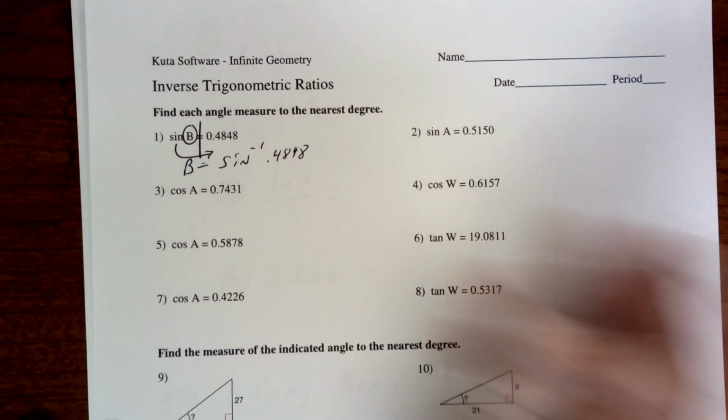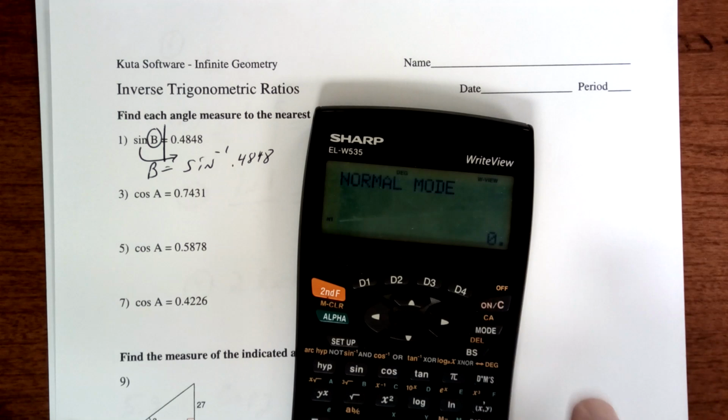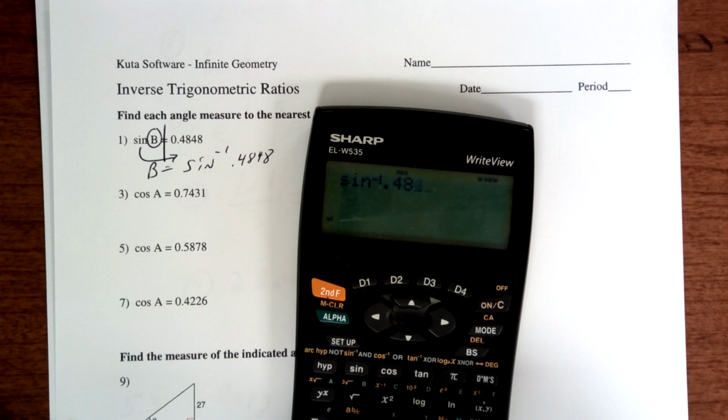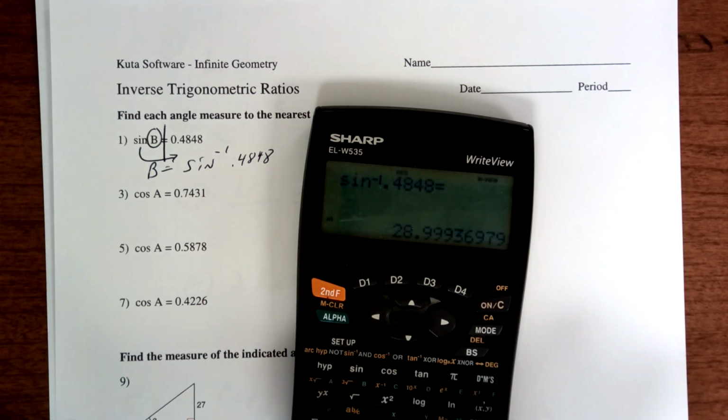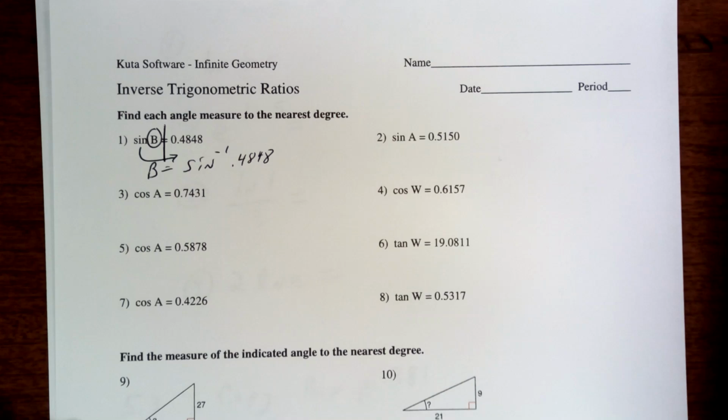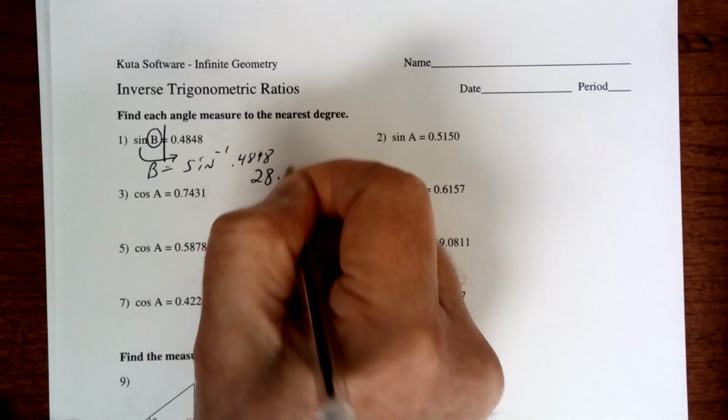So you get your calculator, you hit shift sine 0.4848, press equals, and you get 28.9 degrees. And that's how you do the backside.